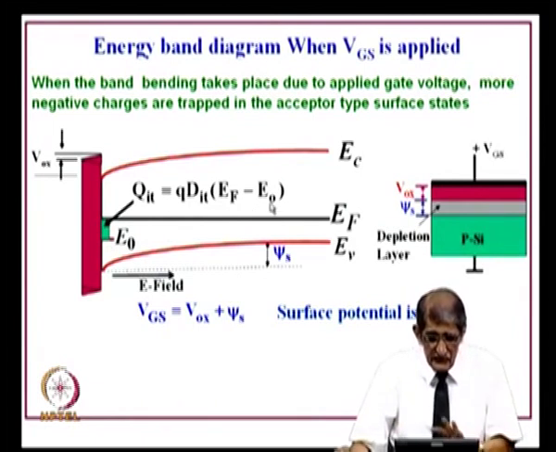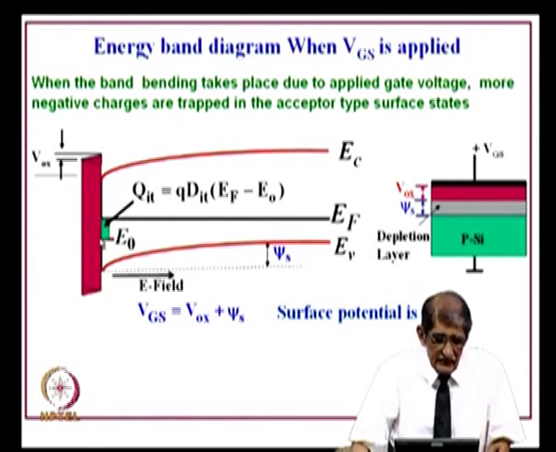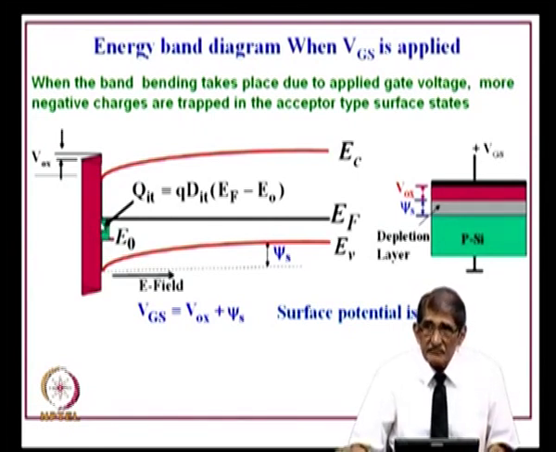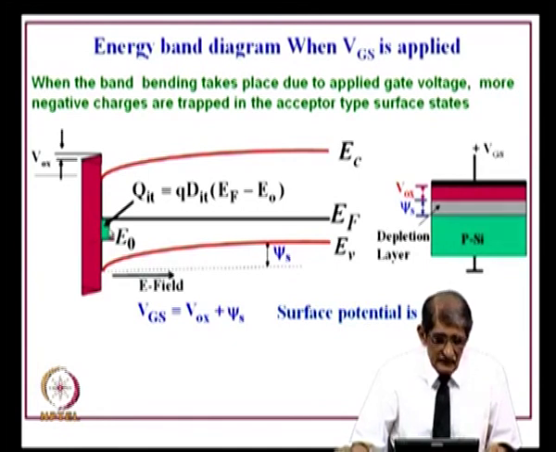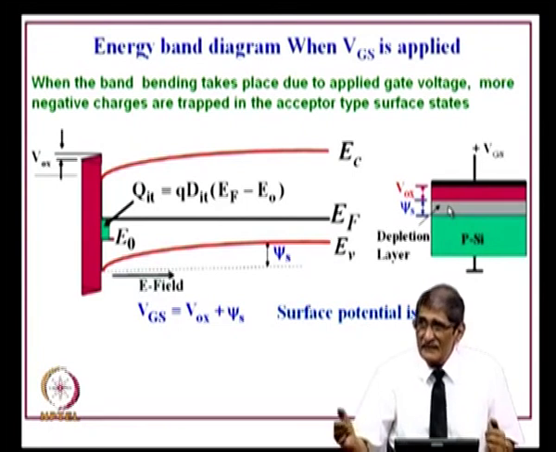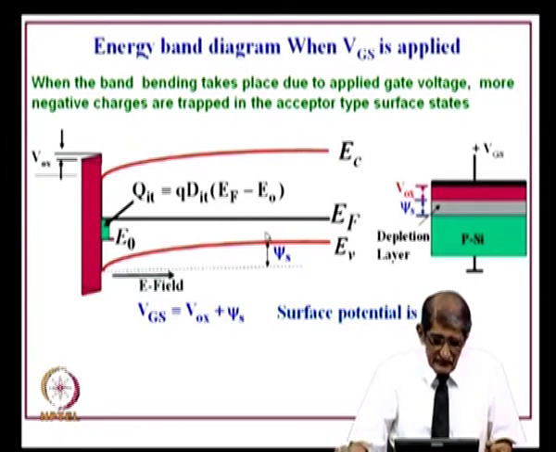I hope I have not confused you, that there is a band bending and E naught is below the Fermi level. So, these levels which are above E naught and within that Fermi level are acceptors, they are occupied, there will be negative charge. And what will be the charge in the depletion layer? That is negative, because p type depleted is negative. So, there will be negative charge here, and negative charge in the depletion layer, both are negative.